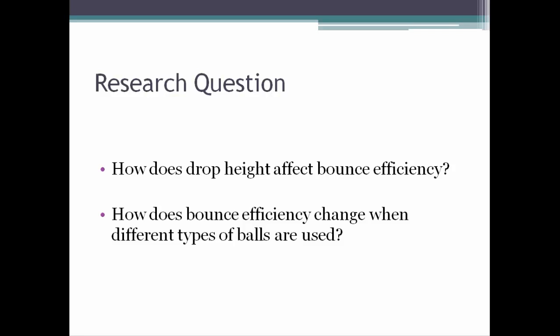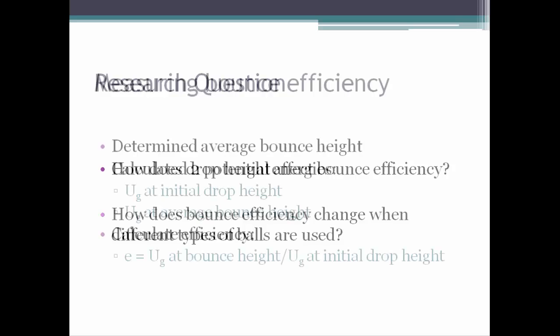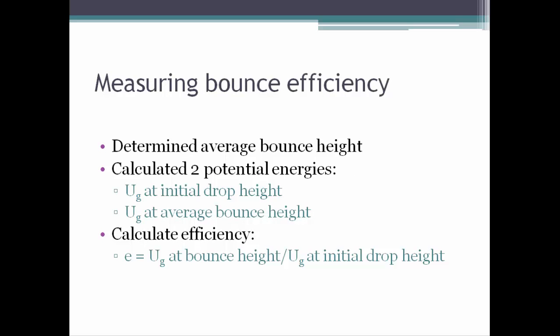So basically our research question is, how does drop height affect bounce efficiency, and how does bounce efficiency change when different types of balls are used? In order to measure bounce efficiency, we had to calculate two potential energies. We calculated the potential energy at the initial drop height of the ball, as well as the potential energy at the average bounce height of the ball. We calculated efficiency by dividing the potential energy at the bounce height by the potential energy at the initial drop height.